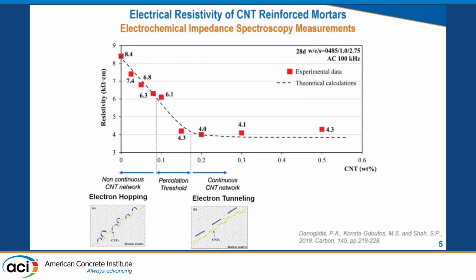In our previous research, we studied, we examined actually two different mechanisms here. One, electron hopping, the mechanism for the transfer of electrons when the network of nanotubes is non-continuous, and electron tunneling, when we form a continuous network of nanotubes, and the electrons can very easily pass through the nanocomposite.